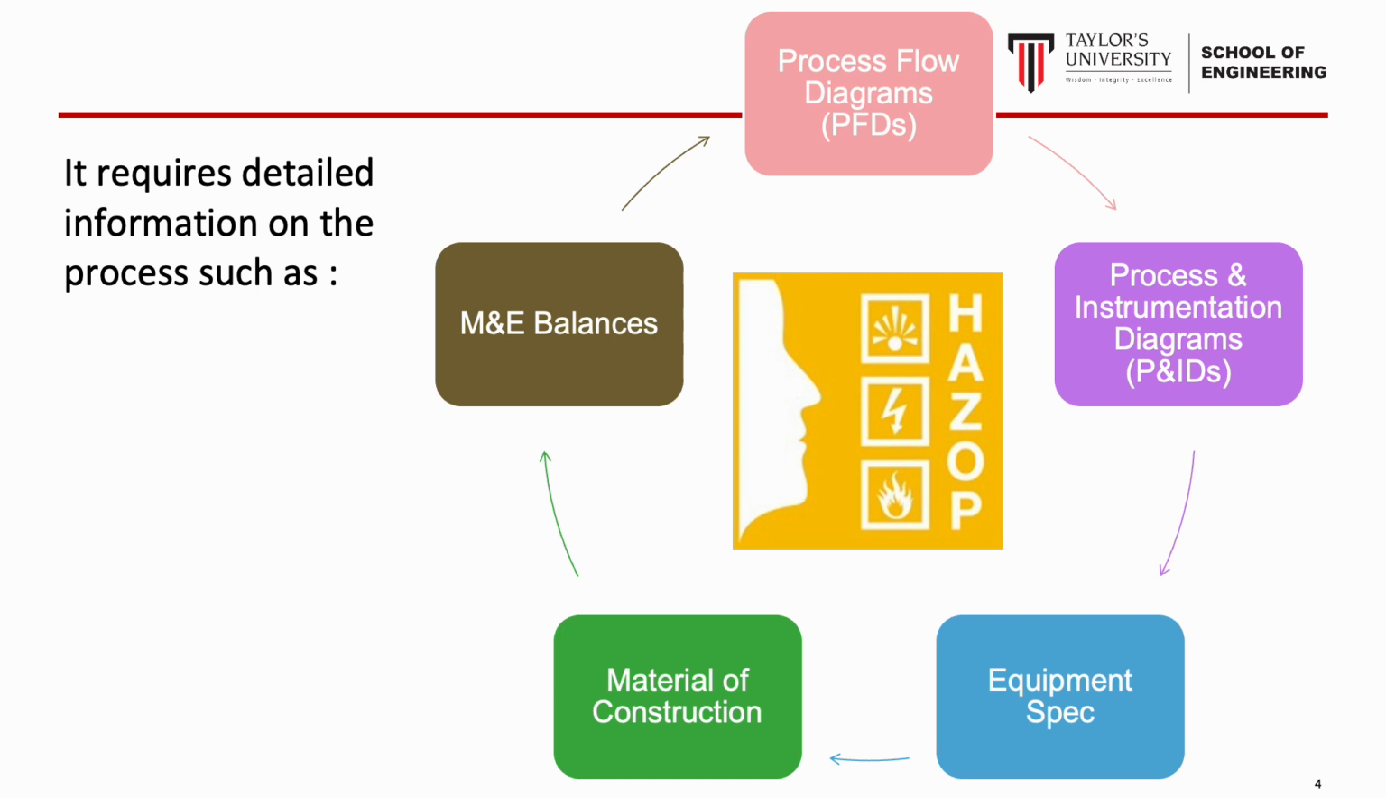Then we also want to have the equipment specifications, the material of construction of your vessels and piping, etc. And of course, last but not least, the material and energy balance of the entire process. So these are the 5 things that are required before we can conduct a HAZOP analysis. We need to have all this data before we start.